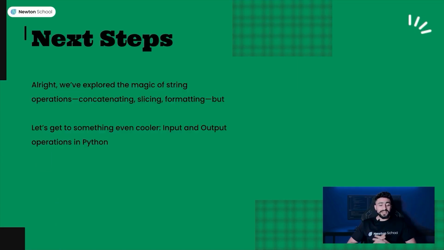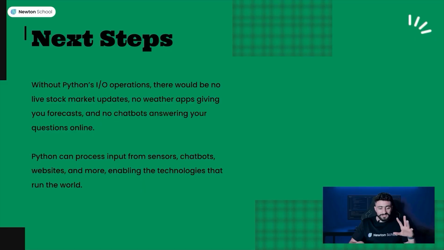So alright, we have explored the magic of string operations. We have learned about concatenation, slicing, formatting, right? But now what's next? The next thing we are going to learn is how to take input and how to deal with the output in Python. That's going to be very important. If you see the previous videos, we have learned the basics, like how to deal with data, different data types, how to store the data in variables, and how to work on them using operators, right? And also the different types of data like numbers and strings.